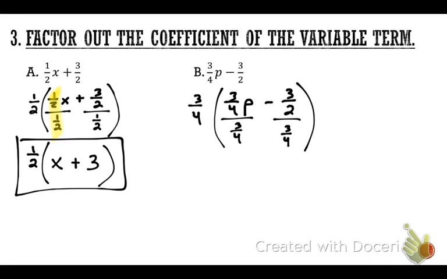Taylor, help me out. What am I going to drop down first? 3/4. Drop down the 3/4. And then the parentheses and 3/4, because 3/4 divided by 3/4 will always be 1. So I'm left with just plain old p. Drop down your minus sign. And how do I do this part right here?